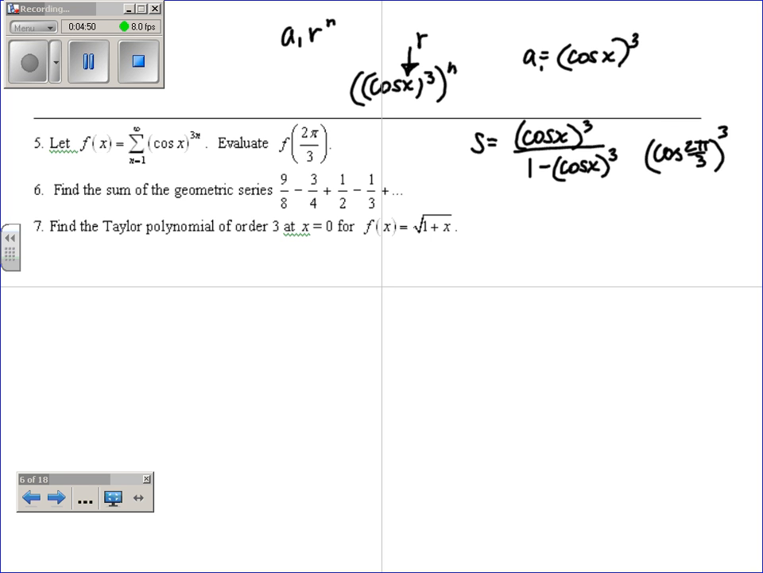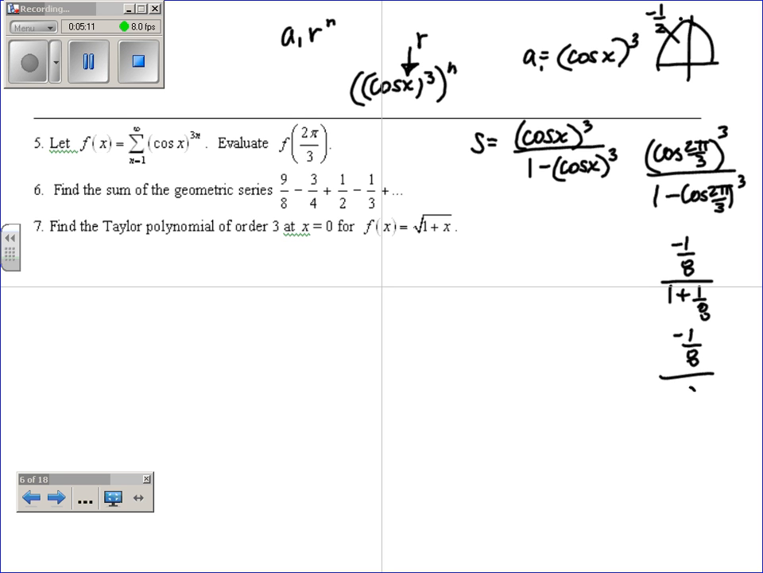cubed, over 1 minus the cosine of 2 pi over 3 cubed. And cosine of 2 pi over 3 is negative 1/2, and so we end up getting negative 1/8 over 1 plus 1/8 because it's minus a negative. So negative 1/8 over 9/8 gives us negative 1/8 times 8 over 9, and so we get negative 1/9.